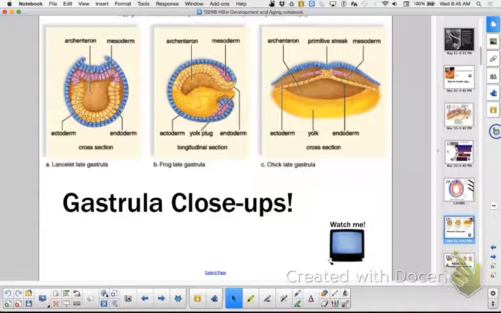And for a frog to form that gastrula stage, it can't just fold in like this. It literally has to grow up and around the yolk in order to get a layered ball of cells. And then an example of something that has the most yolk of all is a chicken. Now, have I had the chicken egg discussion with you?